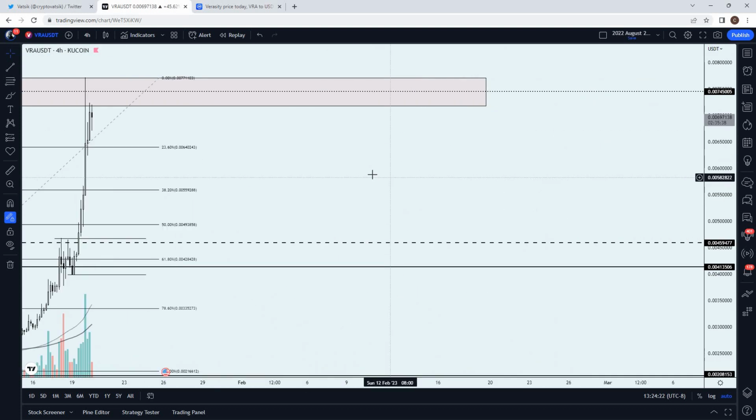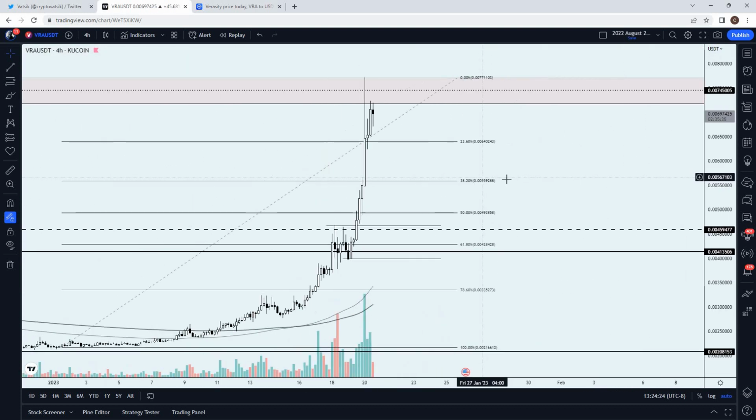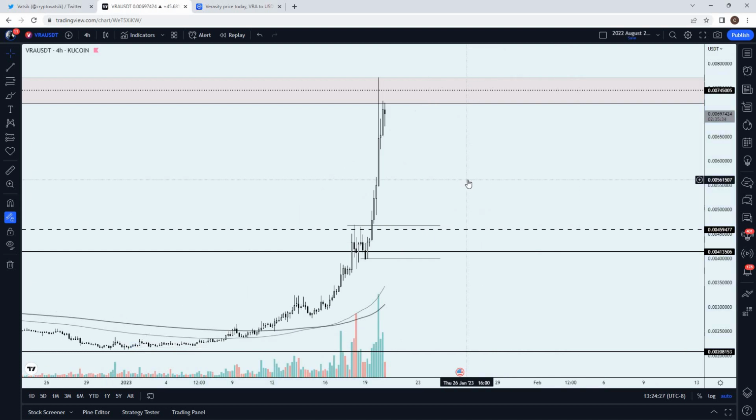Okay, so let's get into now, if you're not just looking to accumulate this and you're potentially looking at just trading.